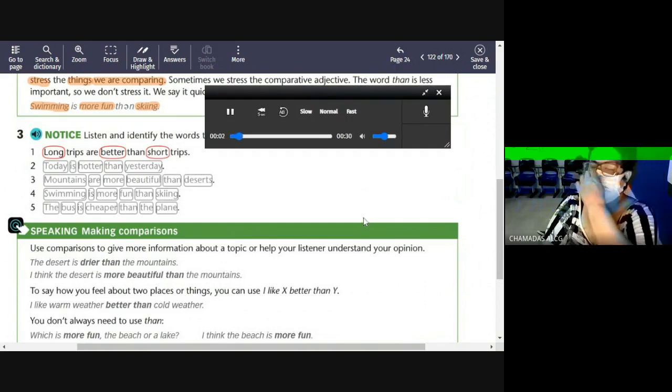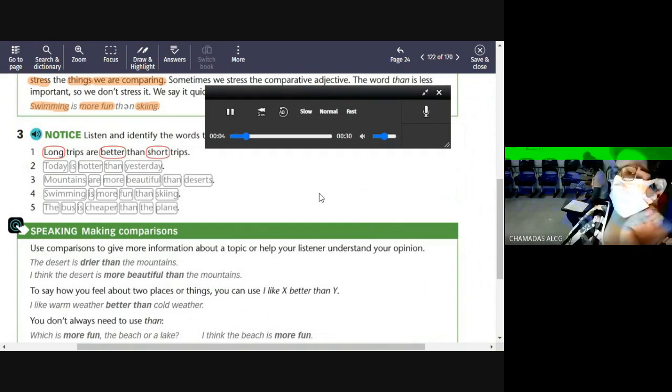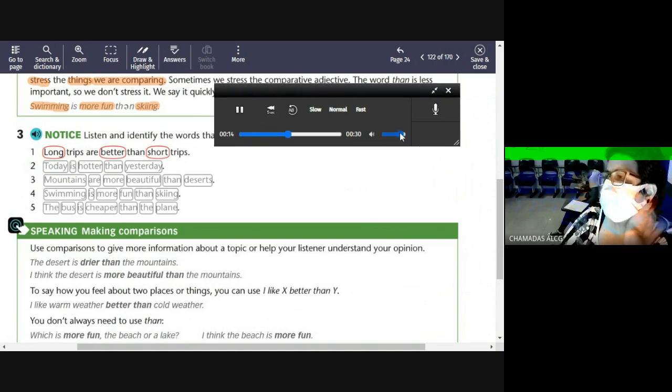1. Long trips are better than short trips. 2. Today is hotter than yesterday. 3. Mountains are more beautiful than deserts. 4. Swimming is more fun than skiing. 5. The bus is cheaper than the plane.